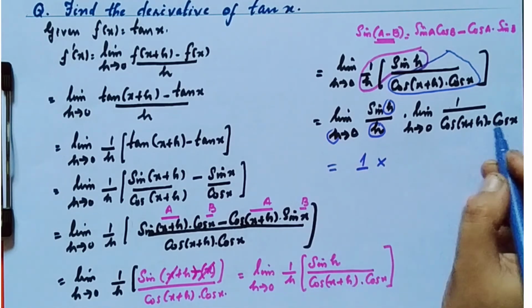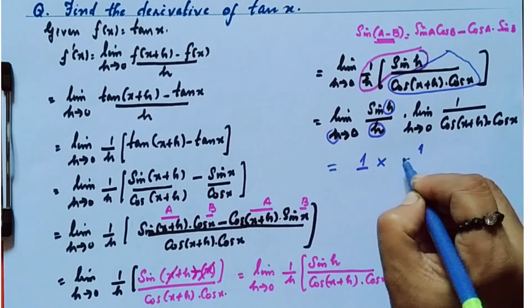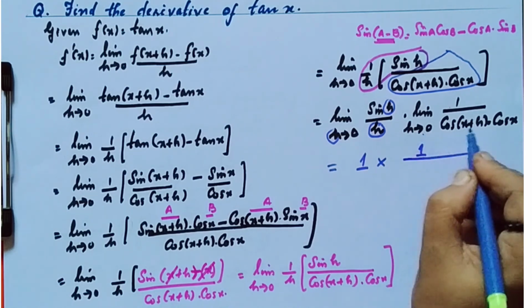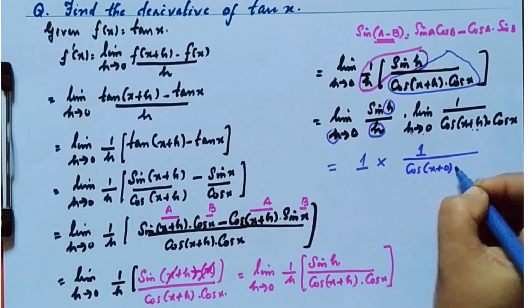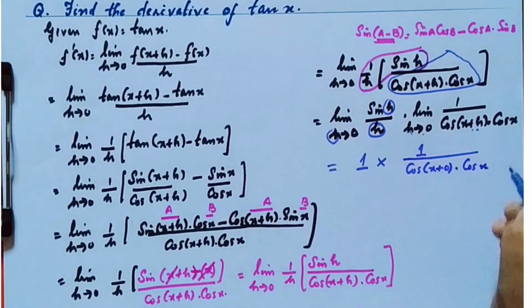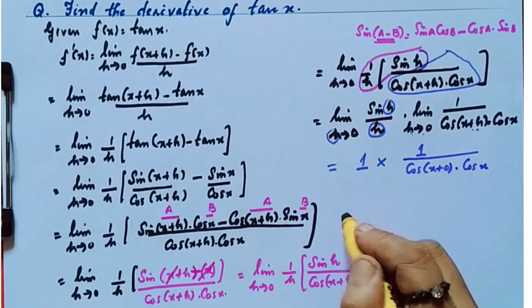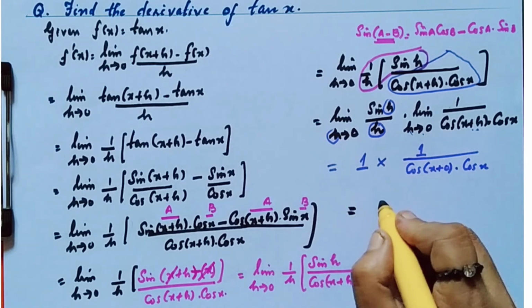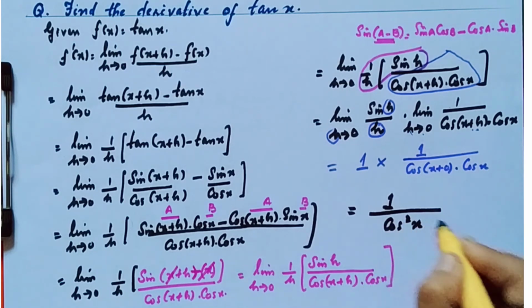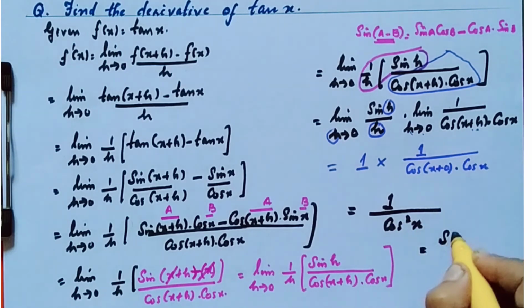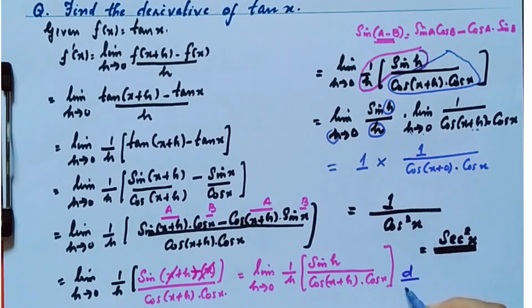And in the second case, there is no standard limit, so with no further simplification we can substitute the value h as 0. When h becomes 0, cos(x+0) will come in the first bracket, into the next bracket which is cos x itself. So the answer is equal to 1 into 1 by cos x into cos x, that is cos square x. What is 1 by cos square x? Sec square x. Therefore, very important, the derivative of tan x equals sec square x.